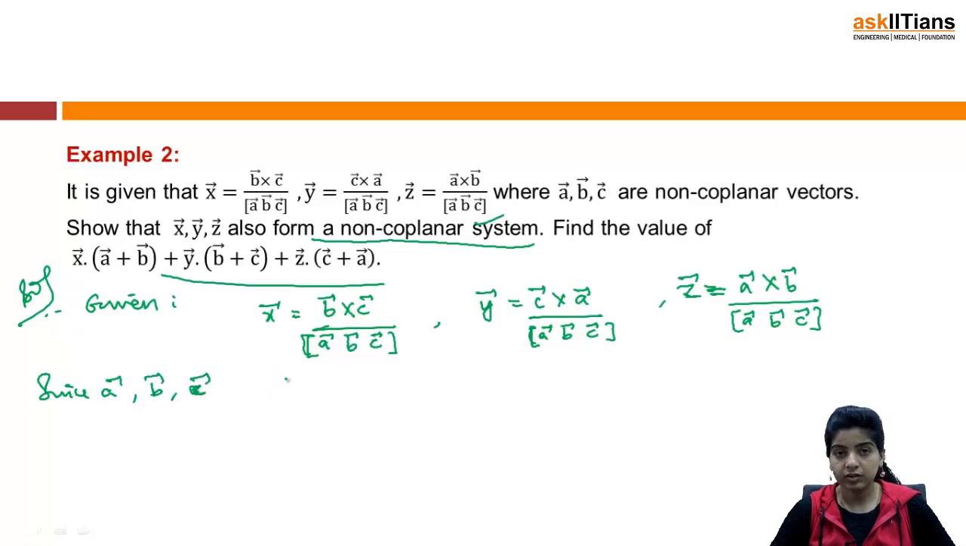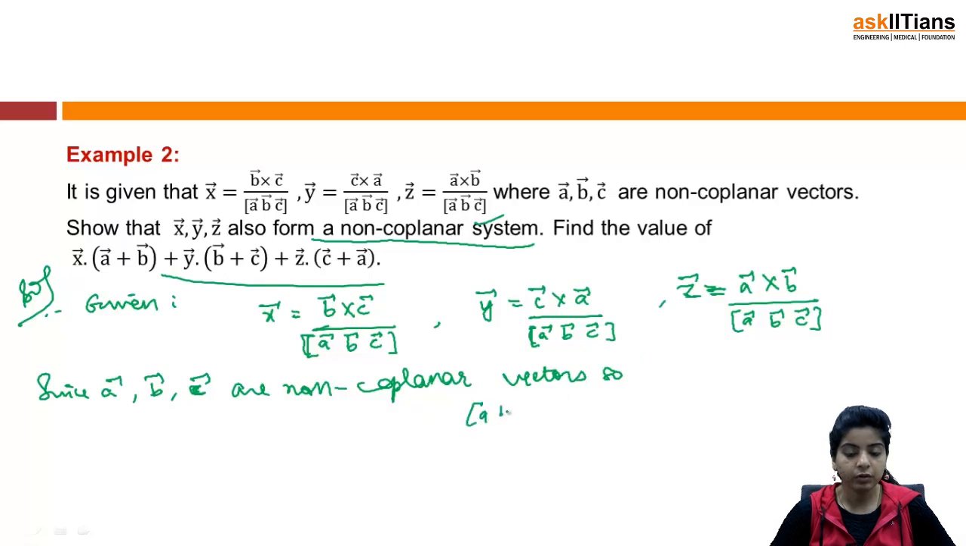Since we have already discussed the condition of non-coplanar vectors or coplanar vectors, what is the relation between scalar triple product and coplanarity or non-coplanarity? So since A, B, C are non-coplanar vectors, the scalar triple product of A, B, C is non-zero. Because if they are coplanar, that was an if and only if condition, then the scalar triple product is 0. So this is non-zero.